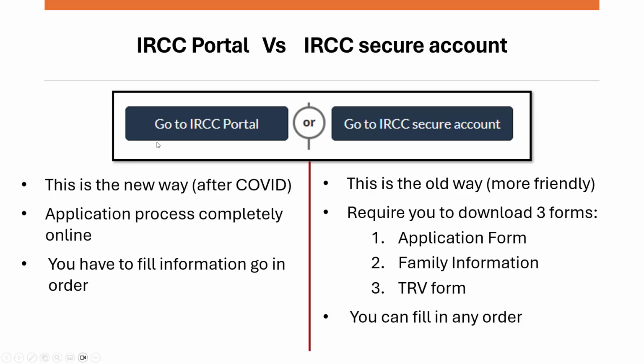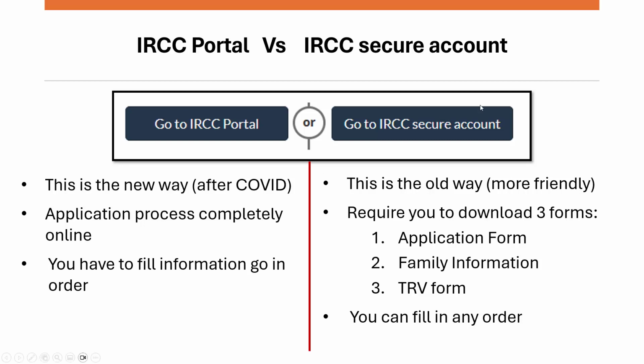It took me too much time to understand and find. So the IRCC portal is a new one. It is completely online, and it was made after COVID to make the process faster. In this case, you do the whole application process completely online, and you have to fill in the information in order. You can't skip any step in the process. You have to go into details and in the same order as indicated on the website.